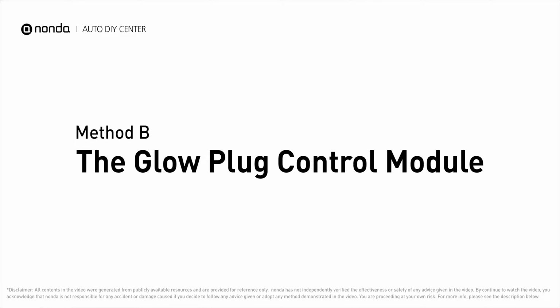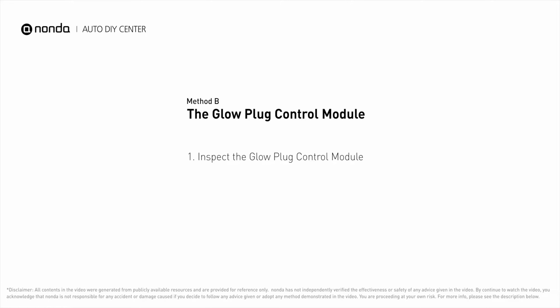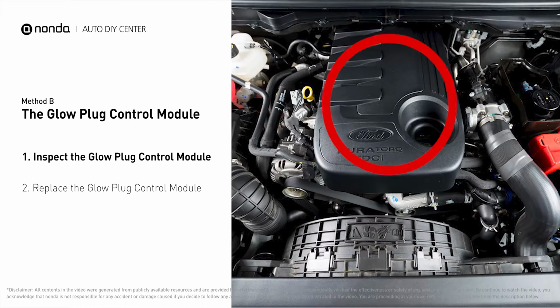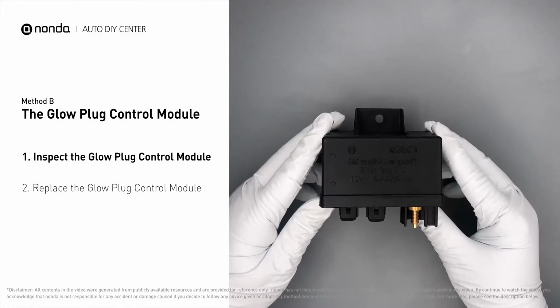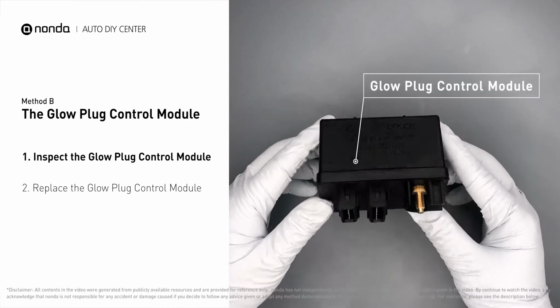Method B, the glow plug control module. The glow plug control module is located on the engine and with a direct connection to the engine control unit. First, carefully remove the glow plug control module from the vehicle.